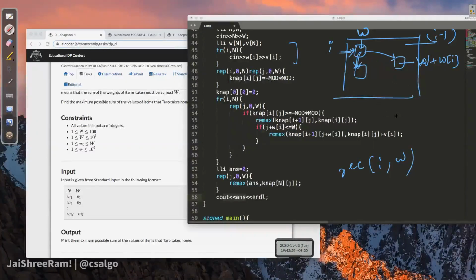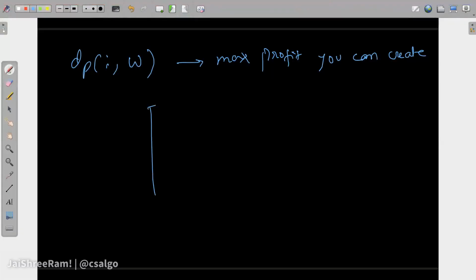Now this is something called a forward implementation. What I mean to say is from I comma W, I am adding its contribution to the I plus 1th state and whatever W I can go to, right? This is called forward implementation. There is another implementation possible for the same type of problems. Let me explain that. This is called backward implementation.